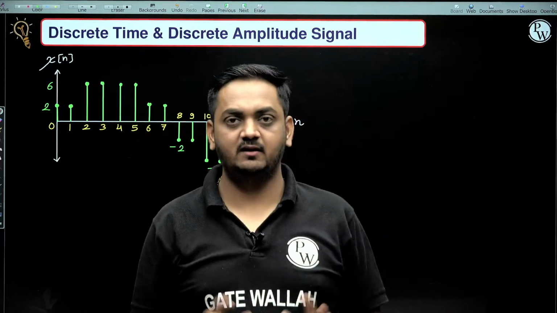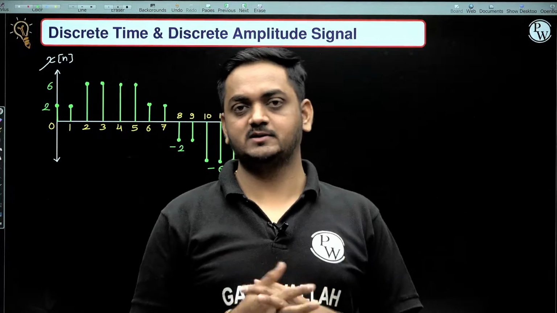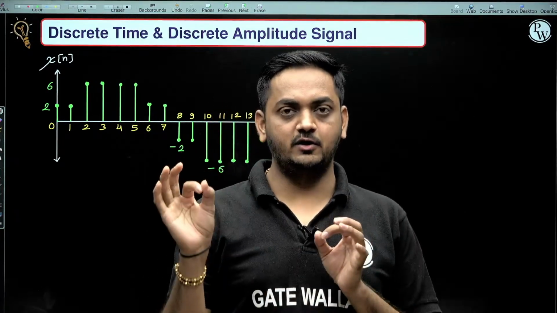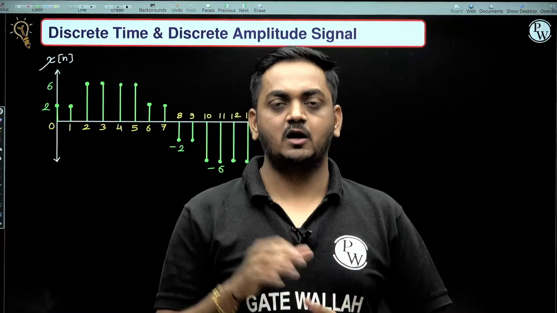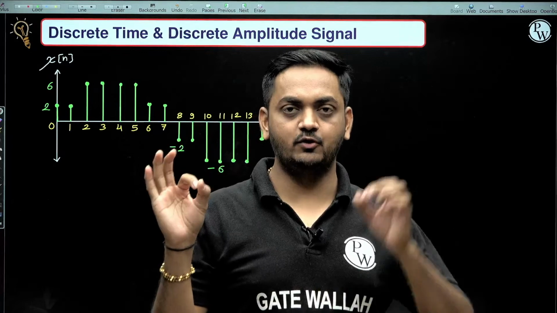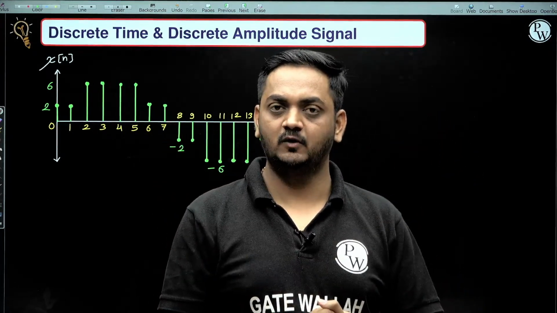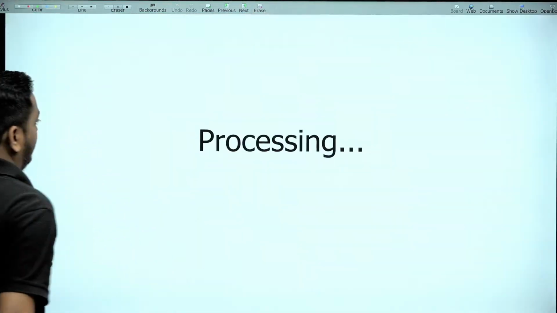Is this clear? There are 4 types of signal based on the nature of the variables, guys: continuous time, continuous amplitude signal; discrete time, continuous amplitude signal; continuous time, discrete amplitude signal; and the last one is discrete time, discrete amplitude signal. These are the basic types of signal based on the nature of the variables.